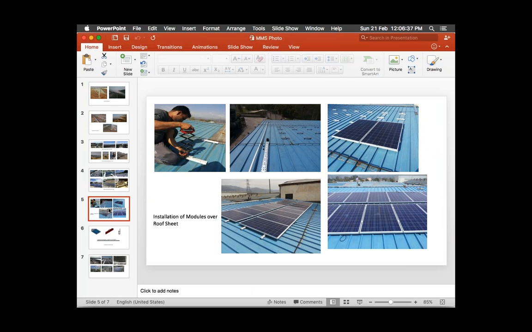Yeah, so you can all see the installation of structures on the metal roofs. We can see these are aluminium rails which are being used to mount the structures. These are small-sized aluminium rails on which the panels are being placed. Gurpreet, anything that you have to say about this structure?